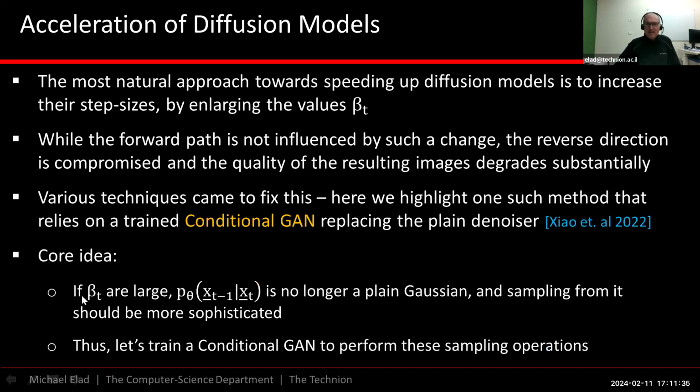And here is what they are saying. If betas are large, this probability that goes backward is no longer Gaussian. And so two things happen. First, you cannot hold it as a Gaussian with mean and covariance. And secondly, if it is not a Gaussian, how do you sample from it? So instead of coming up with this expression and then sampling from it, let's overcome all of this in one way, one block of conditional GAN that simply gives me a sampling. How does it work? In a minute.